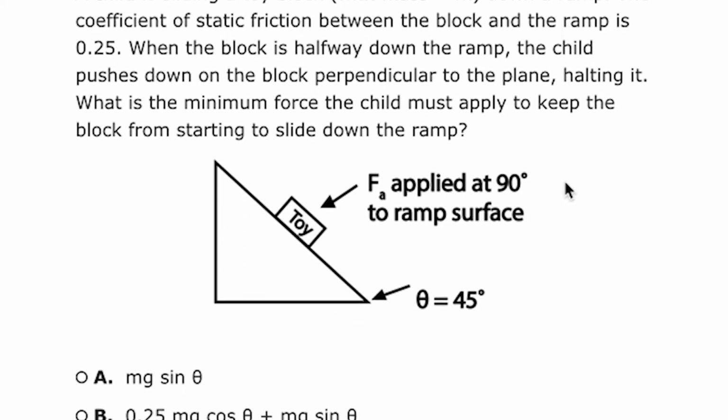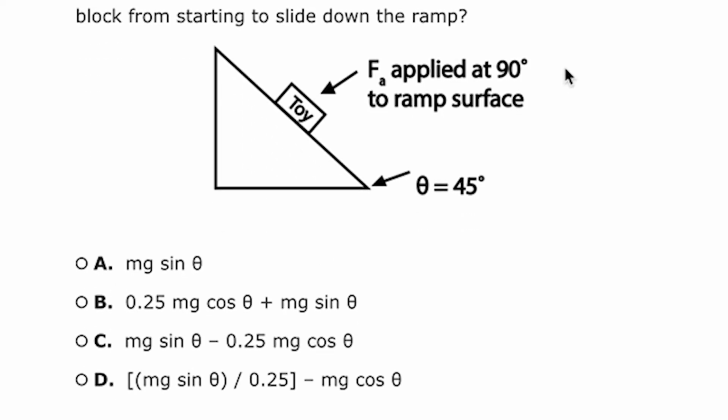And so the answers are: mg sine theta; 0.25 mg cosine theta plus mg sine theta; mg sine theta minus 0.25 mg cosine theta; and then the quantity mg sine theta divided by 0.25 minus mg cosine theta. Yeah, that's an easy question, right?